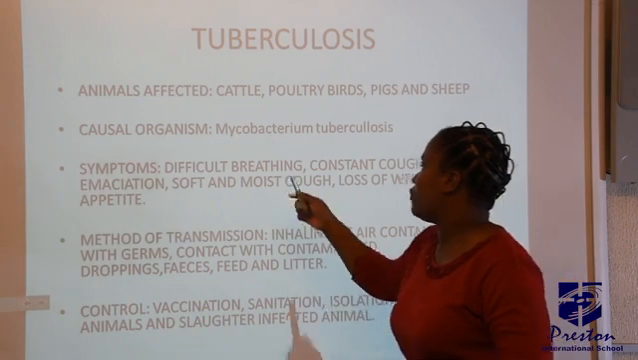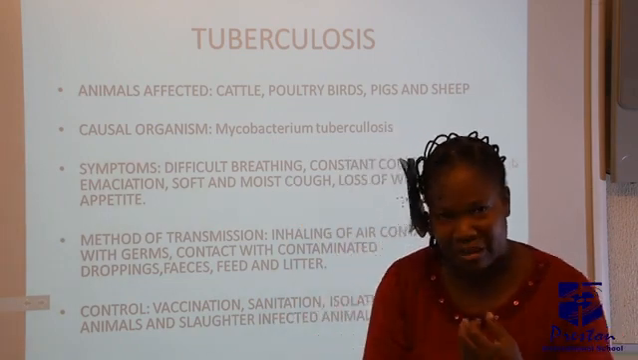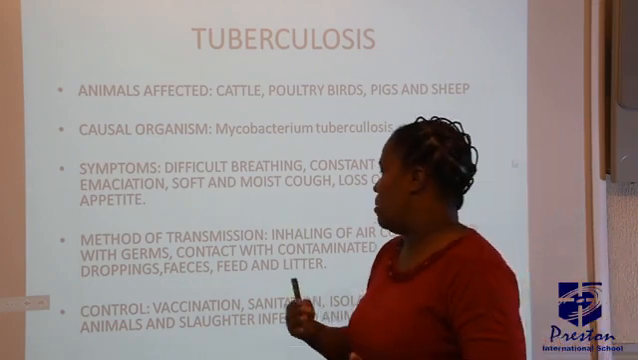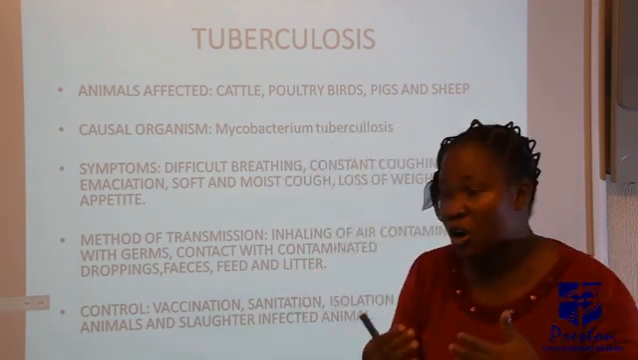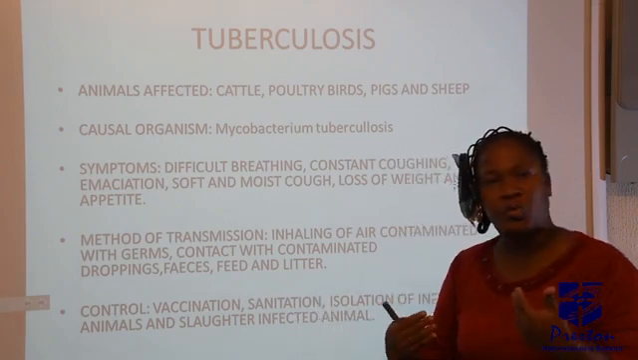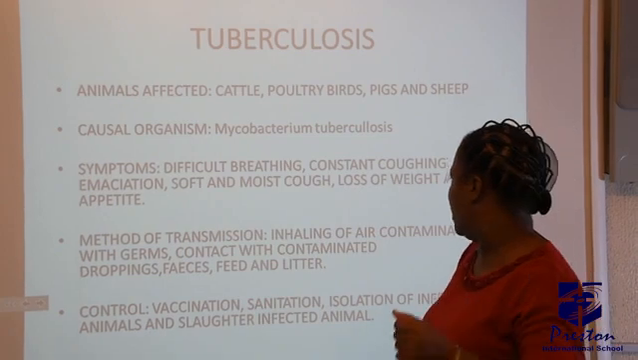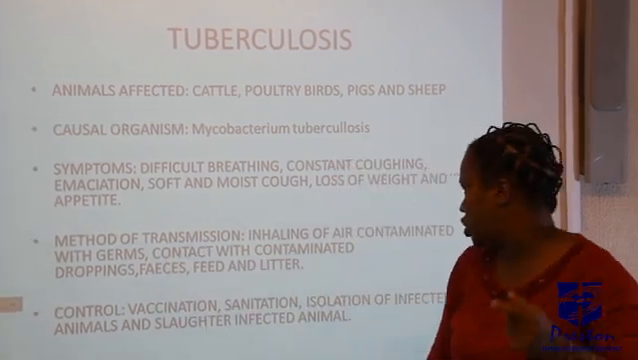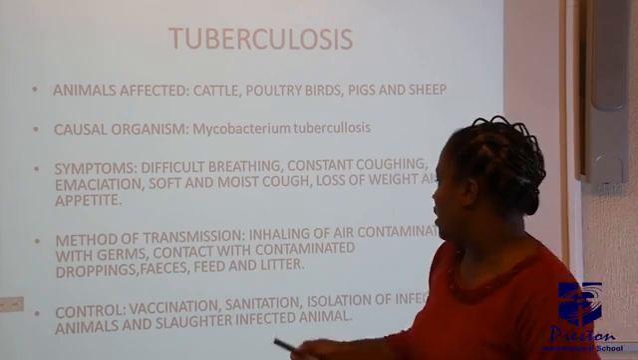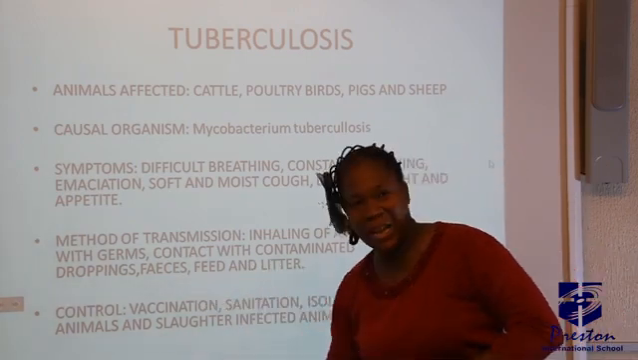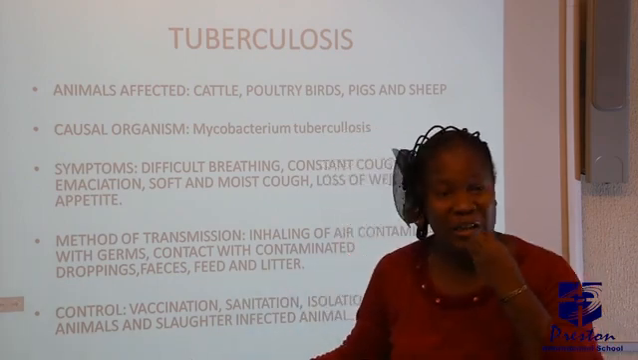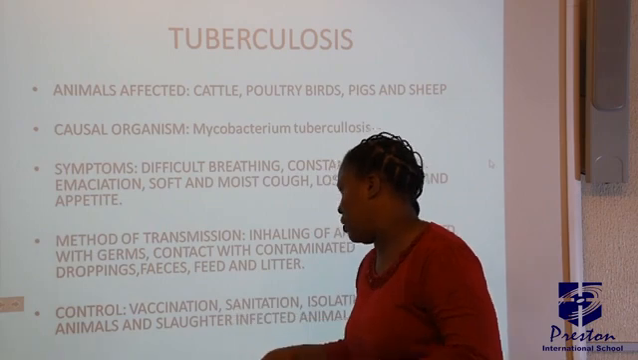Symptoms quickly: difficult, laborious breathing, constant coughing, emaciation because of the constant coughing. The animal will not be able to eat well, loss of appetite, and then it will lose weight. Now, method of transmission. Through inhaling air contaminated with germs. Also, contact with contaminated droppings, maybe the feces, the urine, the spit, or the saliva from the animals.